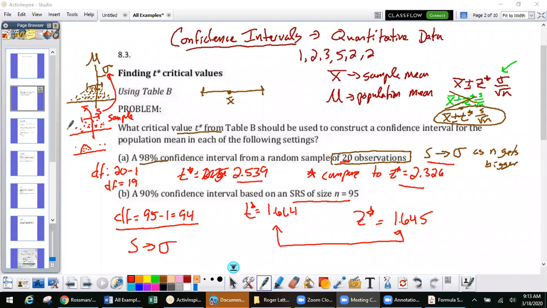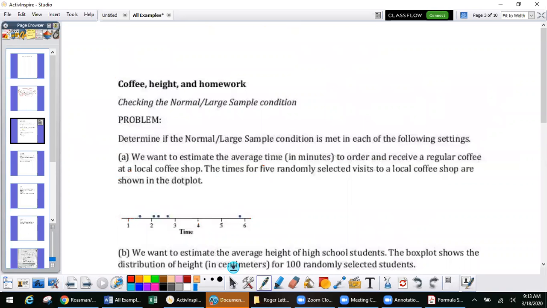Okay, so then the next part is we're going to take a look at what conditions we need in order to use this T distribution. All right, so what were our conditions before with proportions? With proportions, we had 3 conditions. So just remember that. We needed random samples, we needed the 10% rule, and we needed the large counts rule. That's what we needed before.